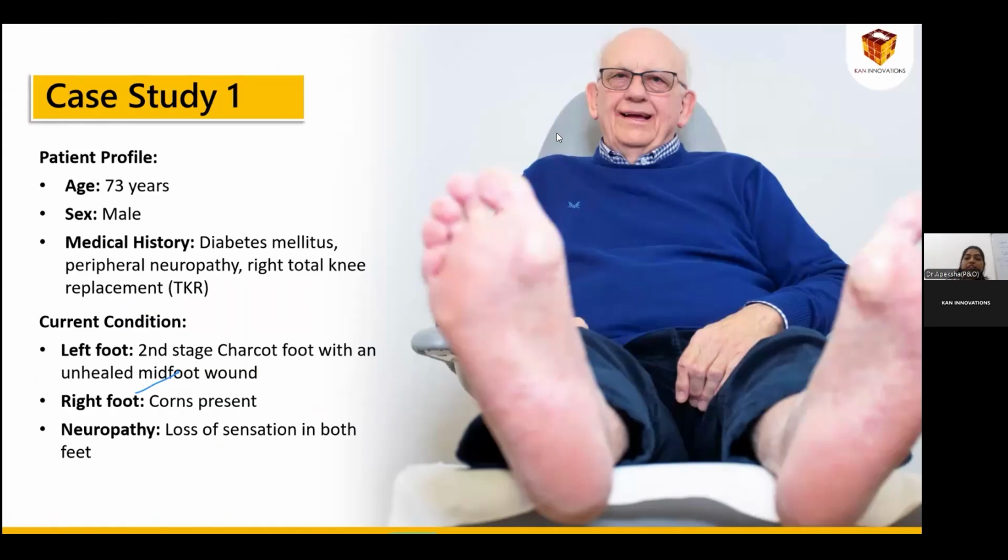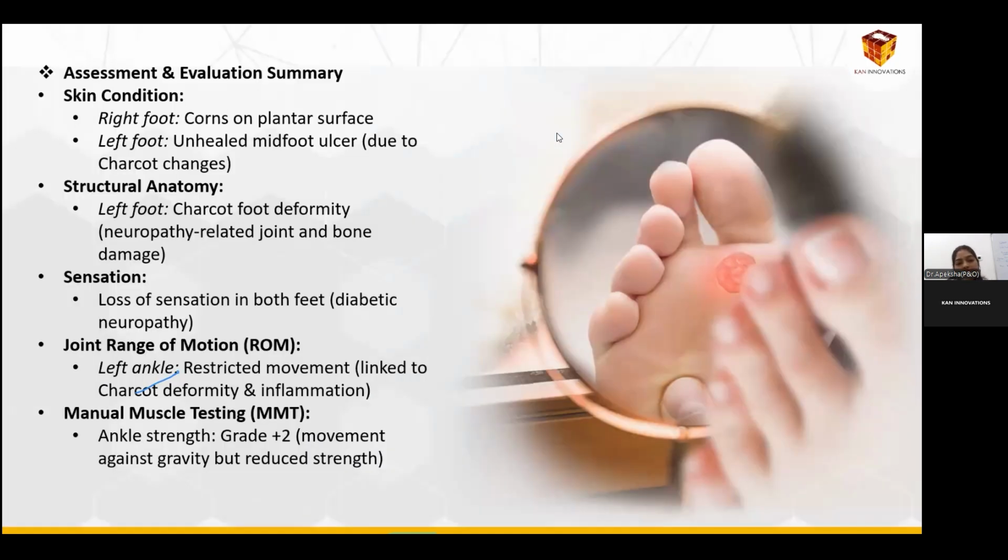So we had a case study of one diabetic patient, a 73-year-old with diabetes mellitus and peripheral neuropathy, who also had an orthopedic surgery done on his right side, a total knee replacement. His current condition shows a left side second stage Charcot foot with an unhealed midfoot wound. On the right side he had a callus, and he also has neuropathy, so loss of sensation in both feet. Now, what assessment did we do?